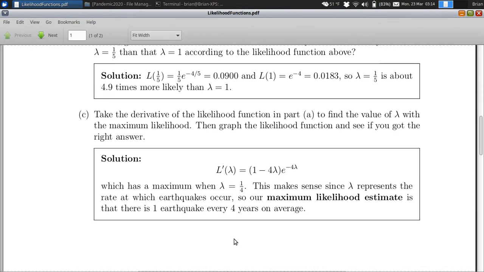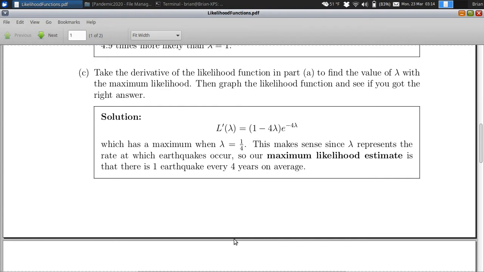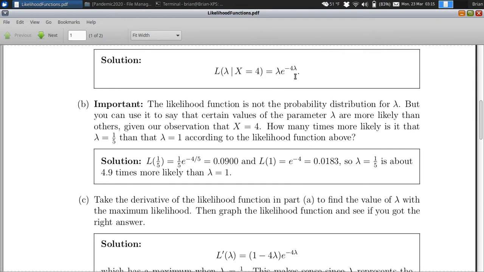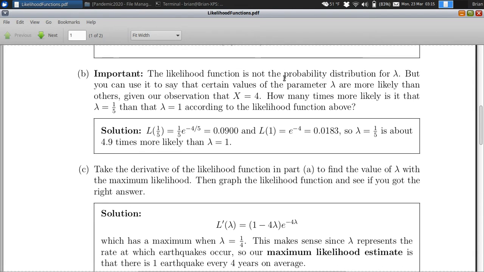And then in part C, I ask to take the derivative of the likelihood function to find the value of lambda with the maximum likelihood. So I took the derivative, and to take a derivative of a function like this, you need to use the product rule, right? And so I'm going to skip all the steps and just give you the answer here. And then when is this derivative equal to 0? Well, the exponential part's never 0, so I guess it's when lambda equals 1/4.